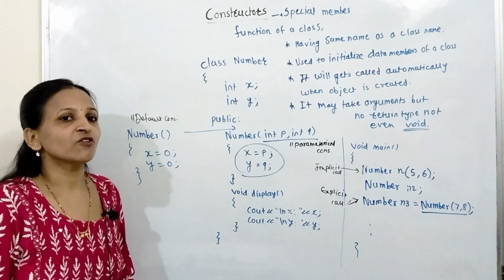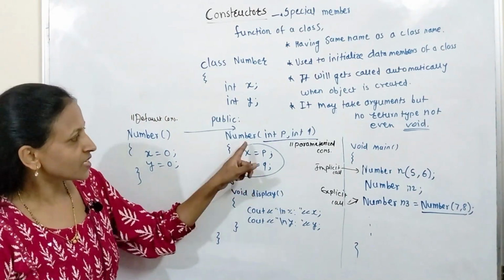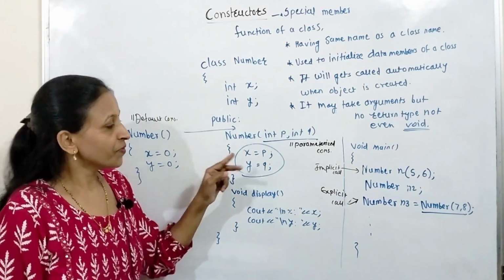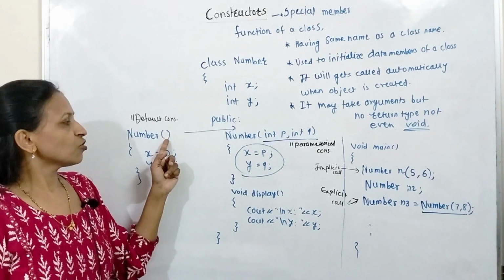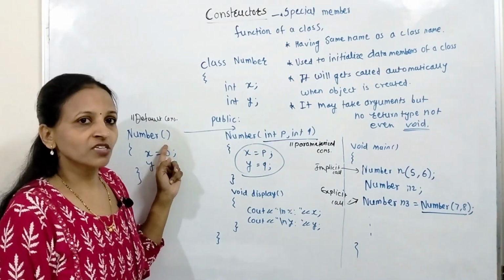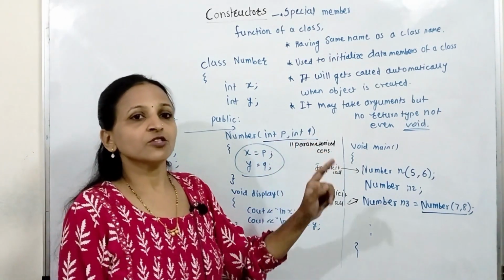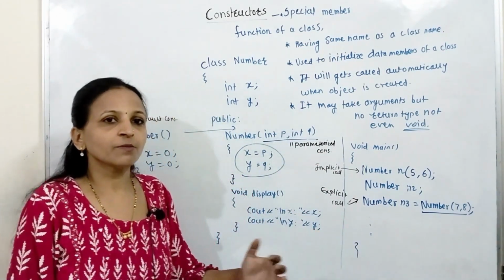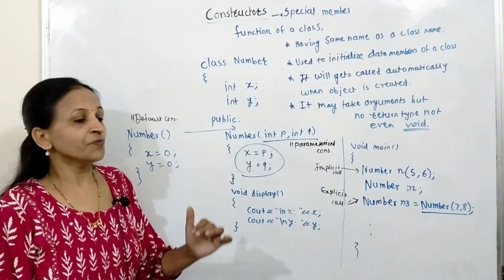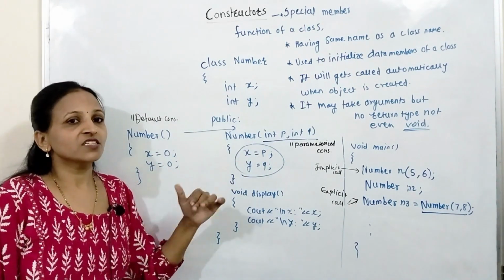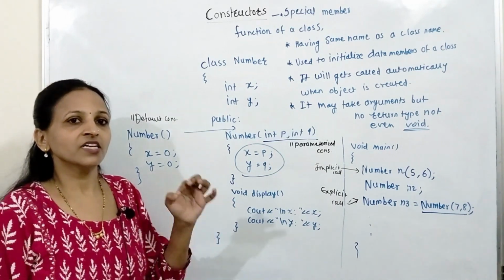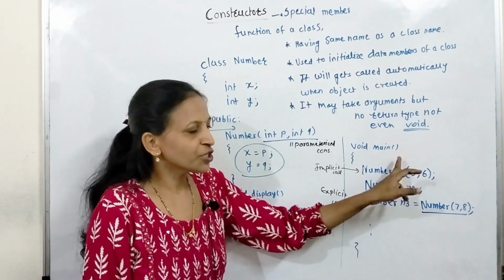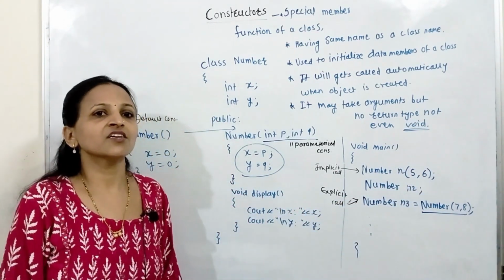Now let us revise. A constructor is a special member function of a class which has the same name as the class. It does not have any return type, not even void. It may take arguments. If it is not taking any argument, then it is the default constructor. If it is taking arguments of primitive data types like integer, character, float, then it is nothing but a parameterized constructor. The main purpose of using a constructor inside a class is initializing the data members of that class. And whenever we create an object of that class, automatically the constructor will be called.